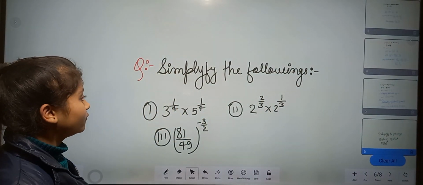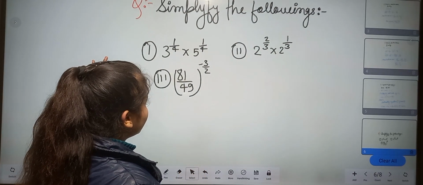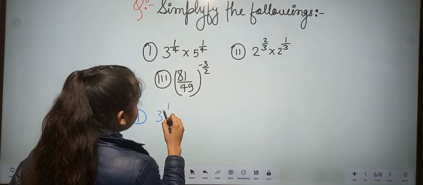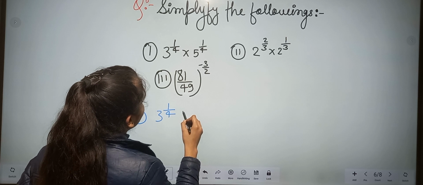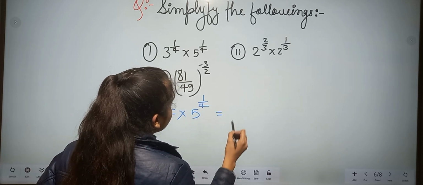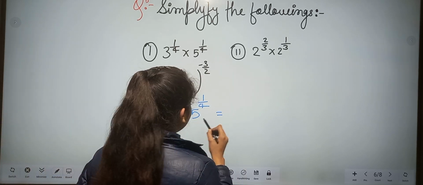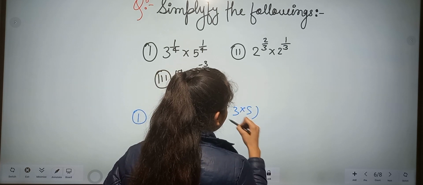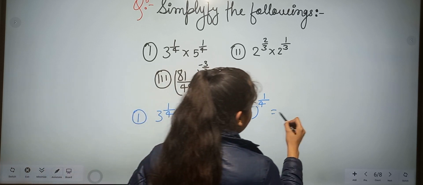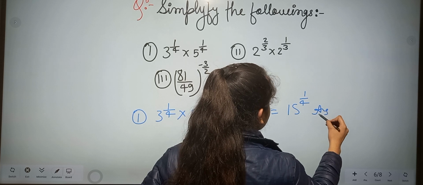Here we have to simplify the following. Let us discuss one by one. Our first question is 3 to the power 1 by 4 into 5 to the power 1 by 4. Here we can see that the power is the same. So we can write (3 into 5) whole to the power 1 by 4, and further we can write 15 to the power 1 by 4. This is our answer.